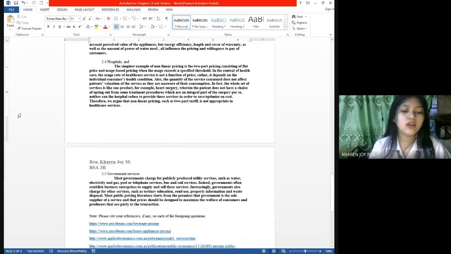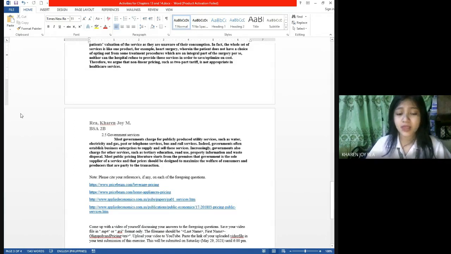And lastly, the government services. So most governments charge for publicly produced utility services such as water, electricity, and gas, post or telephone services, bus and rail services. Indeed, governments often establish business enterprises to supply and sell these services. Increasingly, governments also charge for other services such as tertiary education, road use, property information, and waste disposal.